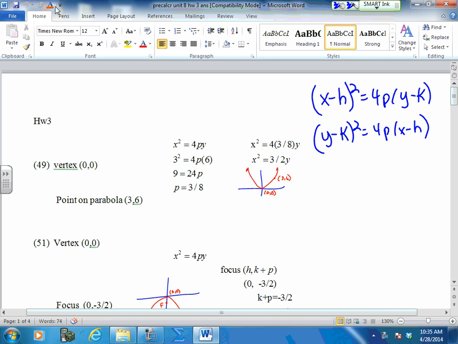So on the first one, we said that this one has to open up because it could have been anywhere. The vertex and the point, and this one was going to open up. So this one gives us an x squared. So right away, start with this guy. Because your vertex is 0, 0, you kind of drop both of those.